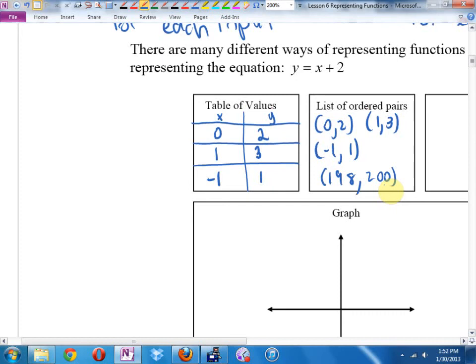Someone says, I can one-up you. How about 1 million, comma, 1 million and 2? Okay, sure. Oh, and you can go -2. Oh, and you could use decimals if you want to. They didn't say I couldn't use decimals. How about 3.8, comma, 5.8? Sure. Keep it simple.